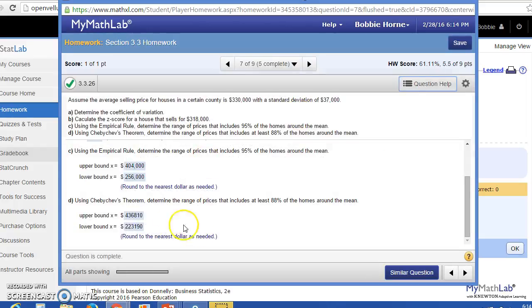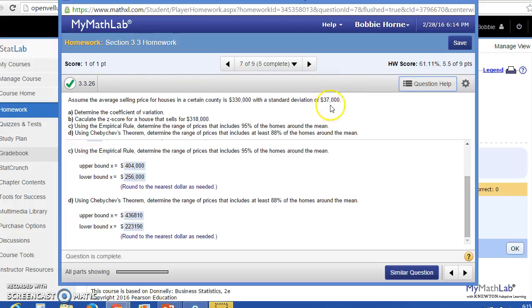So our z value is 1 divided by 1 minus 0.88, which is 1 divided by 0.12, and you get your value and take the square root of it. So my z value is 2.887. So what that means is 88% of the homes should be within 2.887 standard deviations away from the mean.